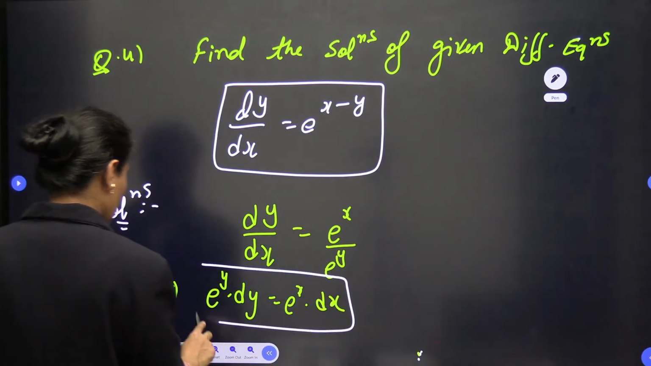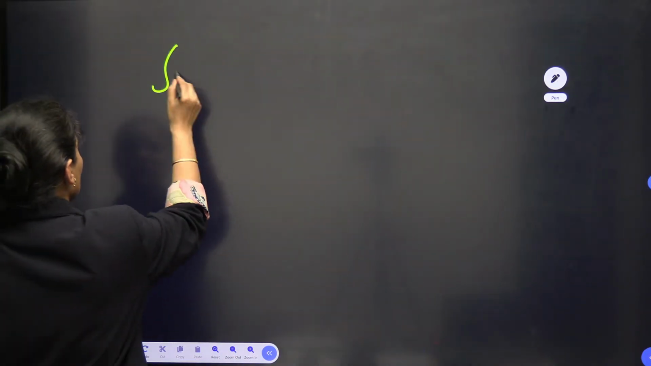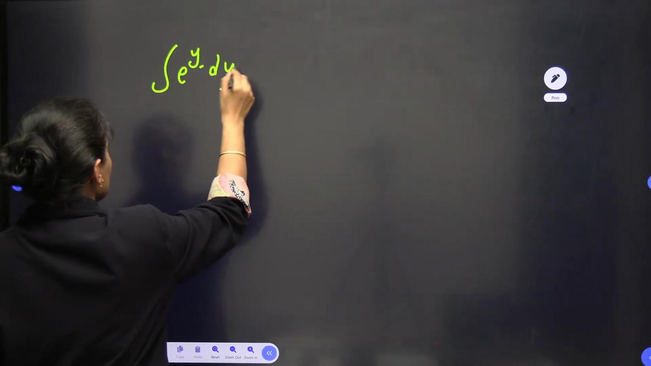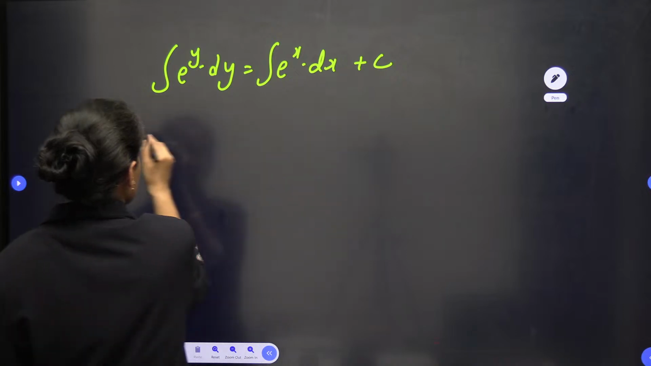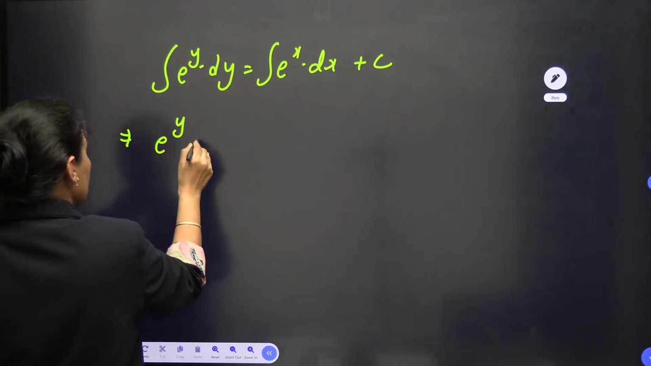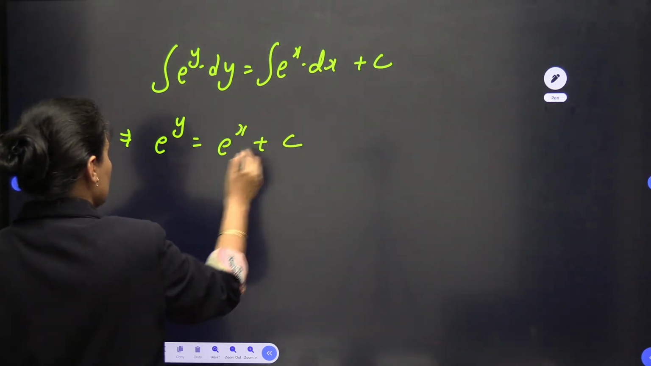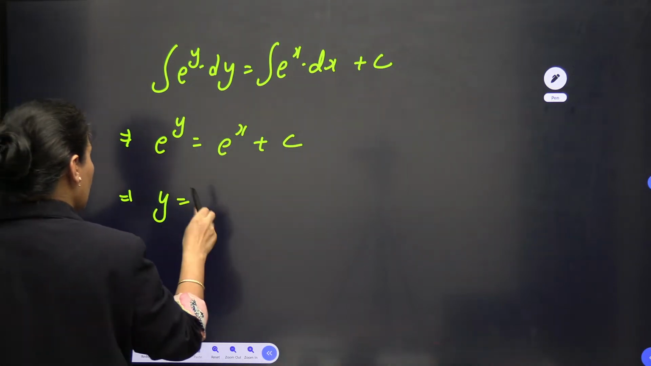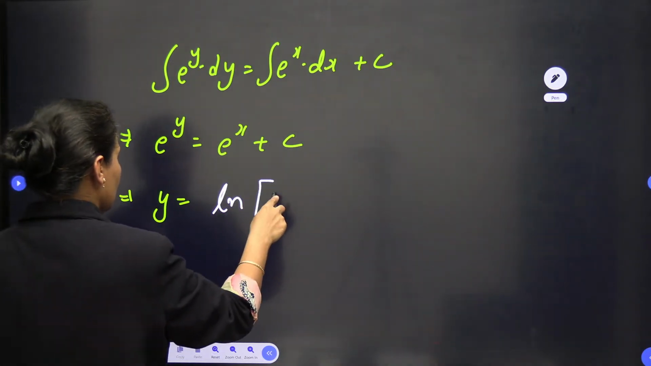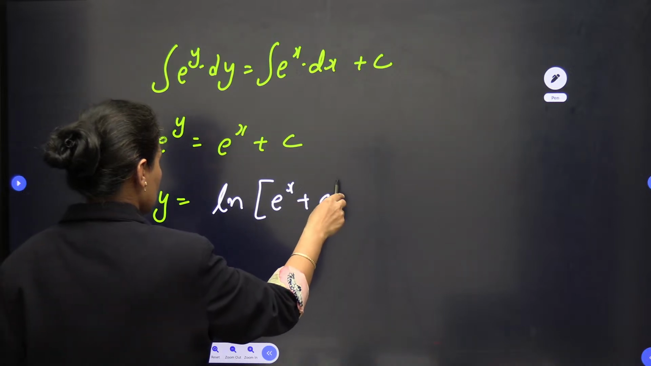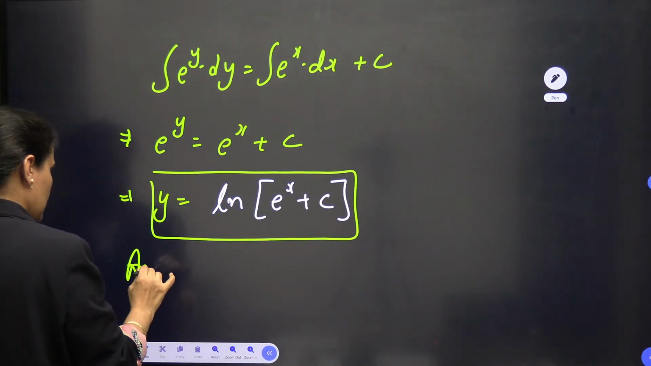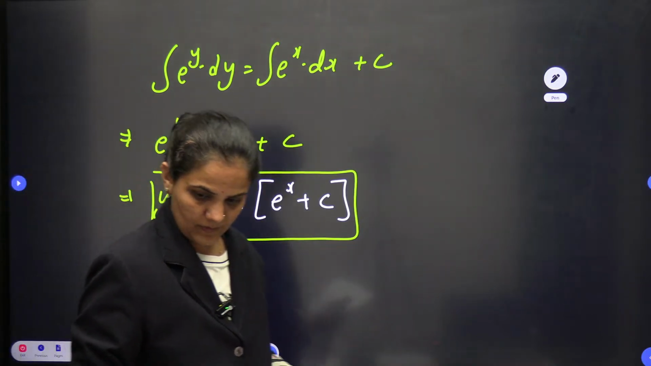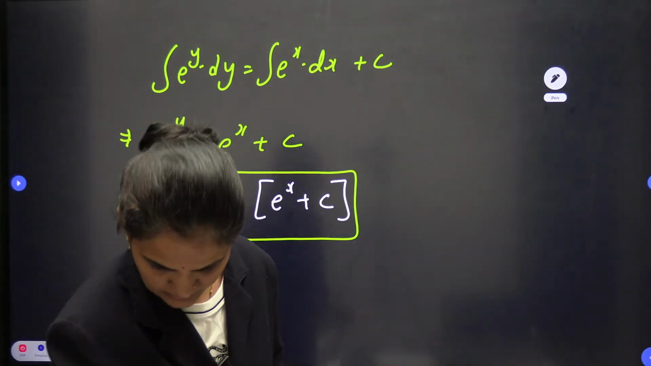Okay, now just integrate both the sides. When we integrate both the sides, this is e power x dx plus c, e power y equals e power x plus c. If they are asking about the value of y, then that is ln of e power x plus c. It should be your answer.